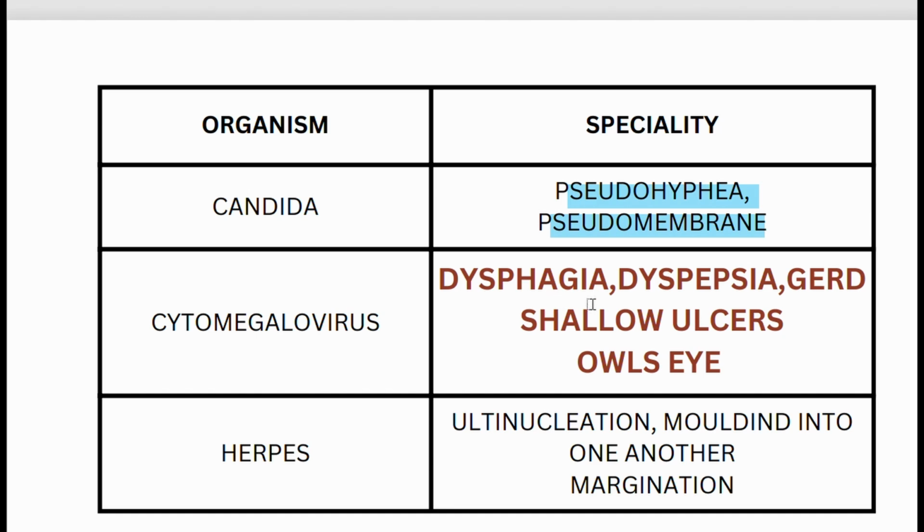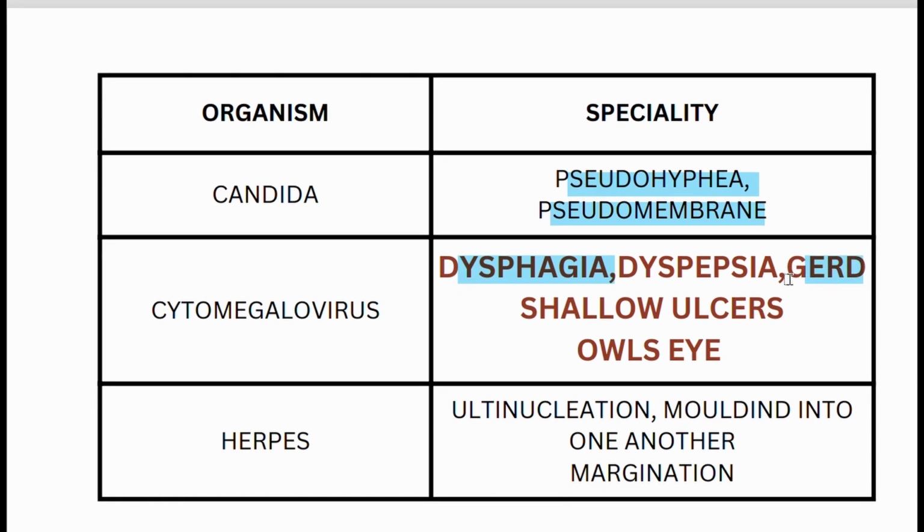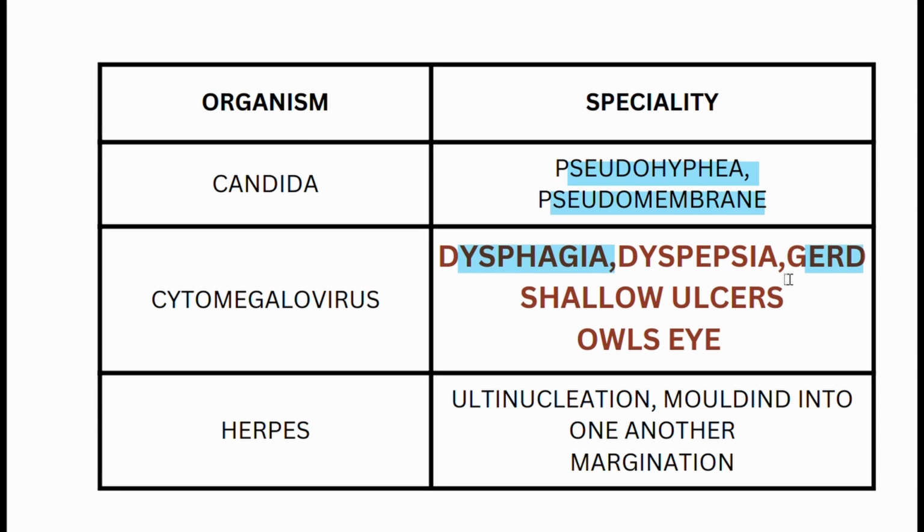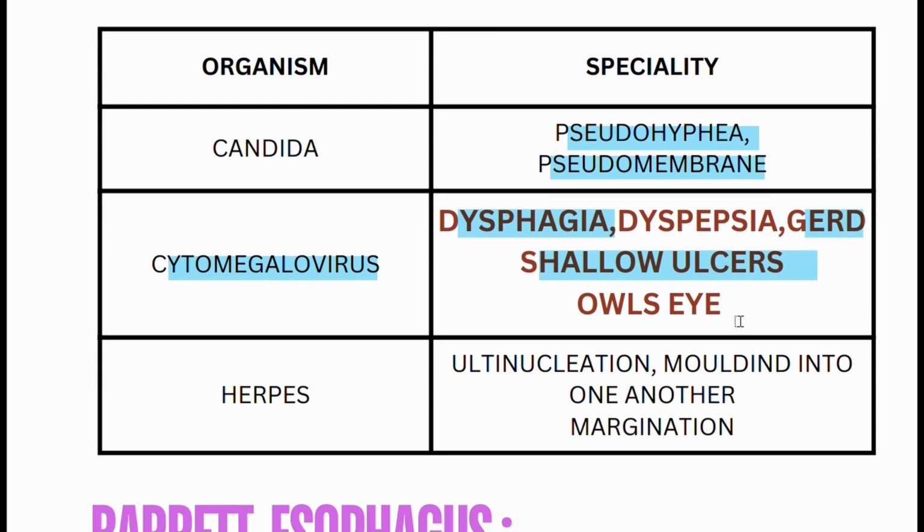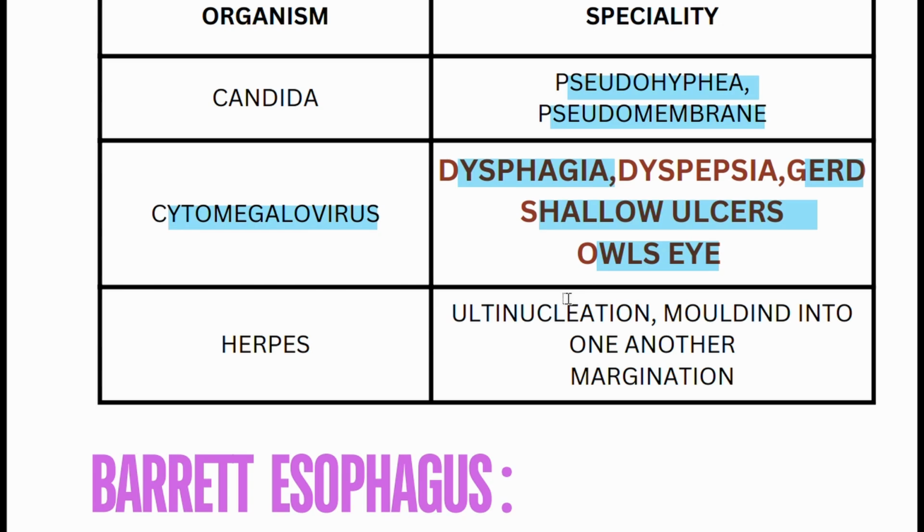You are in the OP. A patient came with chief complaints of dysphagia, dyspepsia, and gastroesophageal reflux disease, GERD. You thought it was an esophagitis caused by cytomegalovirus. Are you going to leave the patient like that? No, you are going to treat the patient, because you know that these infective esophagitis can lead to shallow ulcers in the future. In the histology, you can find an owl's eye appearance in cytomegalovirus esophagitis.